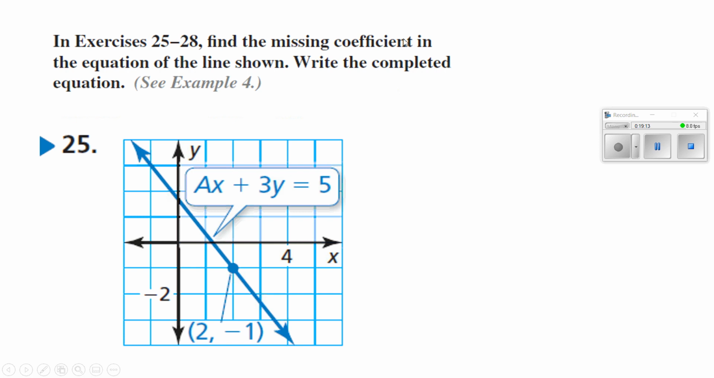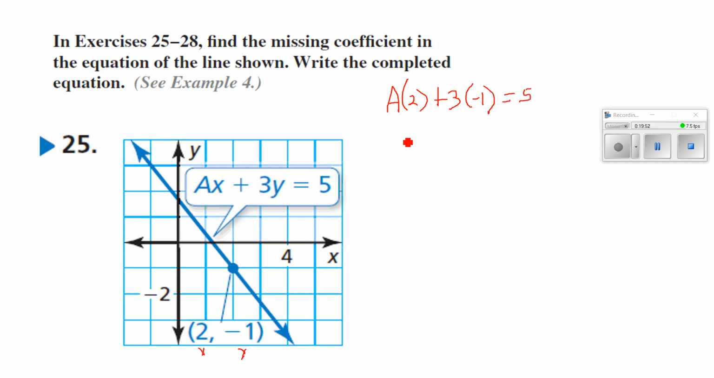Now it says find the missing coefficient in the equation. They want us to find A. Well, first we're going to have to find our slope. We've got 2 and negative 1 here, excuse me. We can actually go ahead and plug in these x and y's here. Remember, this is x and this is y over here. So I can take this ax, which is 2, plus 3y, and y we said was negative 1, and that equals 5.